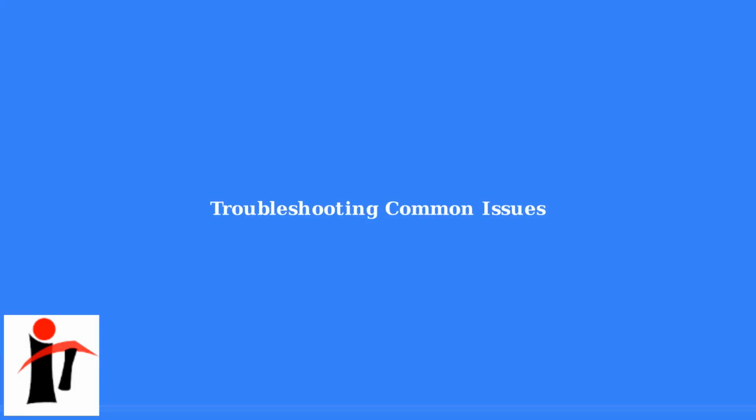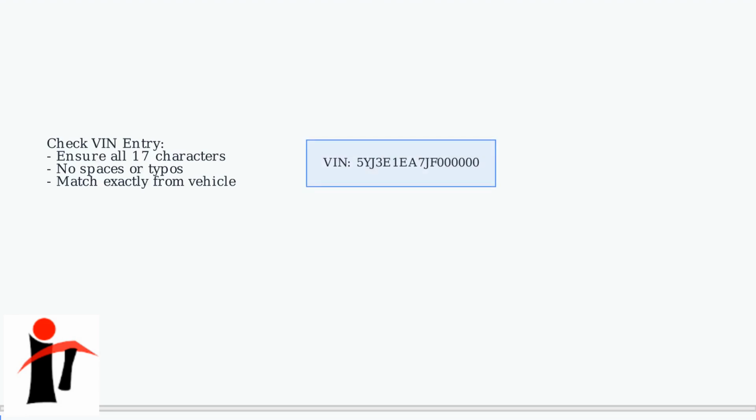If you encounter issues while adding your Tesla to the app, such as a VIN mismatch, start by double-checking that you've entered the 17-character VIN correctly. The VIN can be found on the driver's side door jamb or under the windshield. Make sure there are no spaces, extra characters, or typos when entering it in the app.